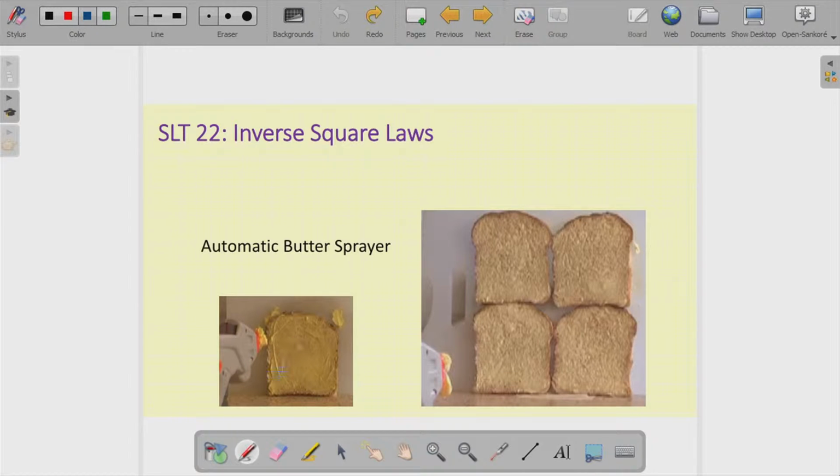As you see in this image here, there's a device that can be used to spray the butter directly onto the bread. And if the butter were spreading on a little more thickly than you wanted, you could take that cutting board and place it further away from the butter sprayer, and then you'd be getting a thinner layer of butter on each slice of bread. And our goal, of course, within this SLT is to look at the mathematics of that situation. In particular, what can we say about the relationship between the distance between the bread and the butter sprayer as it relates to the thickness of the butter on the bread?